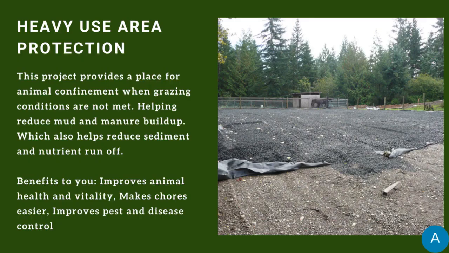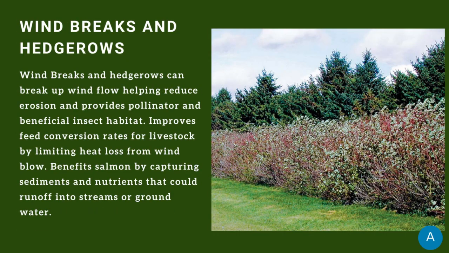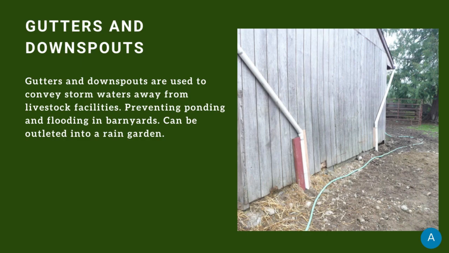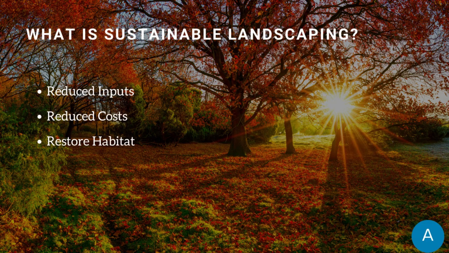An example of a BMP is a heavy use area protection. It's a project that can help confine animals when grazing conditions are not met and reduce mud and manure buildup, which will also help reduce sediment and nutrient runoff. Another example of BMP is windbreaks and hedgerows, which will be of interest to farmers wanting to reduce erosion on their property. Our last example of BMP is gutters and downspouts, which can be offered to farmers to help convey stormwaters away from livestock facilities.